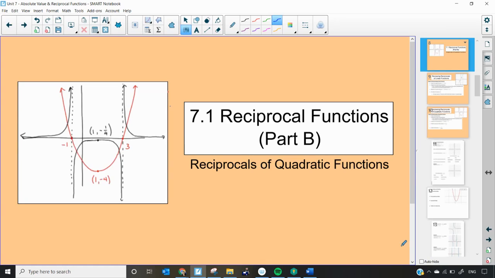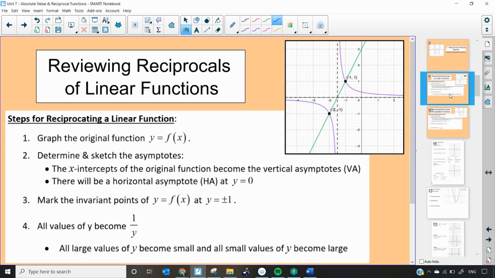Welcome back, guys. Today we're going to be taking a look at part B of our reciprocal functions lesson. In our first lesson, we looked at how to reciprocate a linear function, and in today's lesson, we're going to be looking at how to reciprocate a quadratic function. So before we get into today's examples, let's take a look at what we learned in our last lesson.